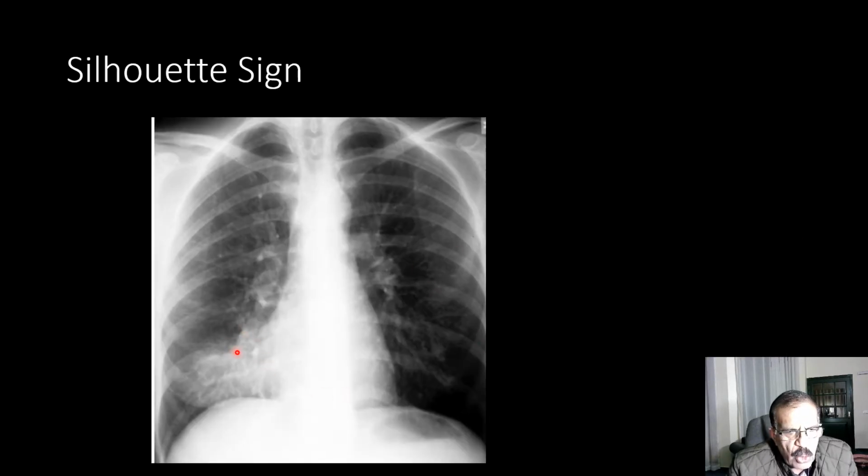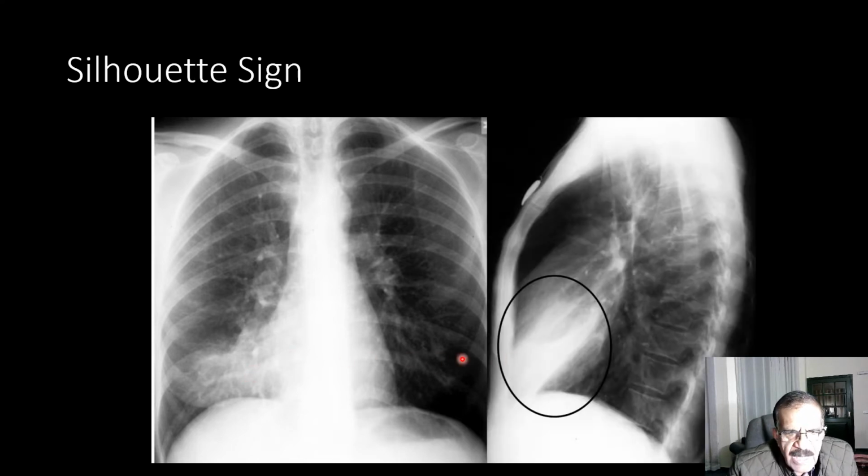Again, there is a consolidation here. It would be hard to tell if it is in the lower lobe or the middle lobe. But compared to the previous one, if you see the border here, right cardiac border and the consolidation, the opacity, they cannot be differentiated from each other.